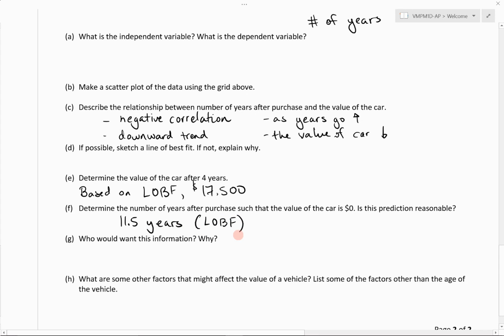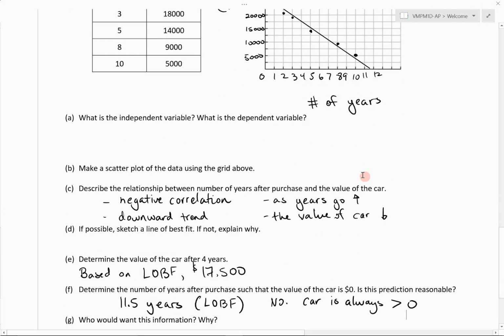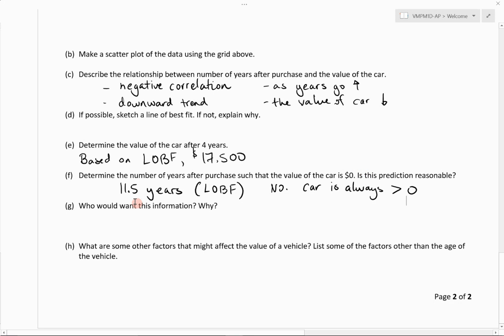But does that make sense? Is that prediction reasonable? No. The car cannot have a $0 value. The value of the car is always greater than zero. And the reason why is because as long as the car exists, even if it was beat up, it still has metal in it, and it still has valuable metals that can be resold and recycled. So there's definitely some value left in the car. So this graph would most likely taper off at the end towards zero, but it can't be zero. Who would want this information? Well, people who buy and sell cars, so dealers and buyers.